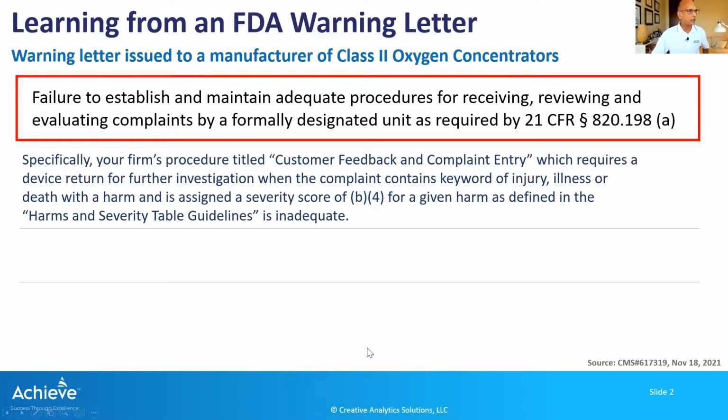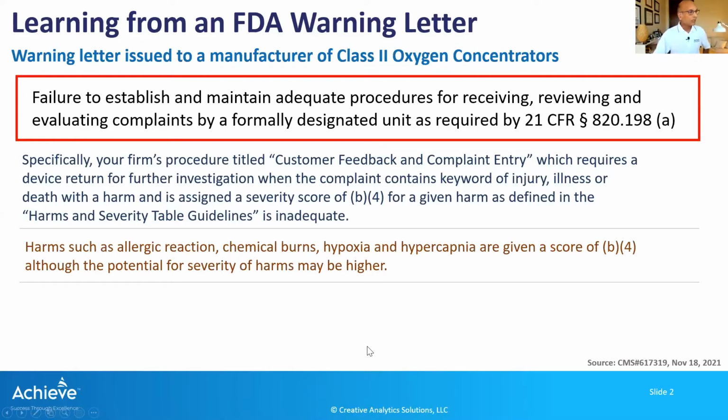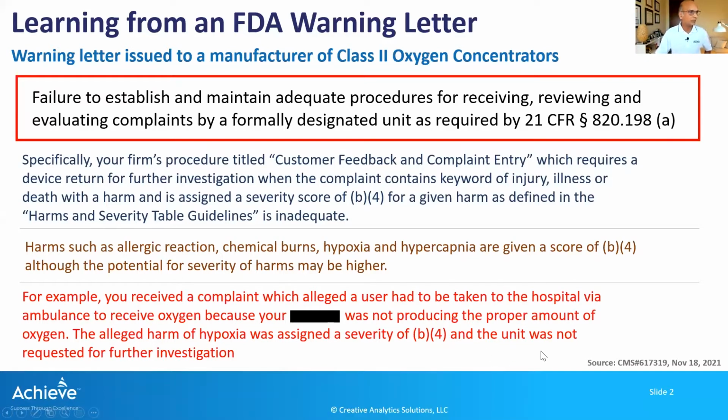And FDA is finding a problem with that. So why? Harms such as allergic reaction, chemical burns, hypoxia, and hypercapnia are given a score of blank, although the potential for severity of harms may be higher. So FDA is actually questioning their severity ratings. For example, you received a complaint which alleged a user had to be taken to the hospital via ambulance to receive oxygen because your device was not producing the proper amount of oxygen. The alleged harm of hypoxia was assigned a severity of blank, and the unit was not requested for further investigation.